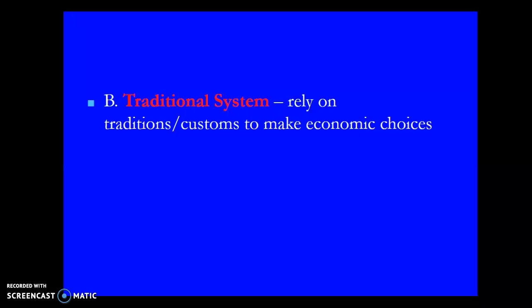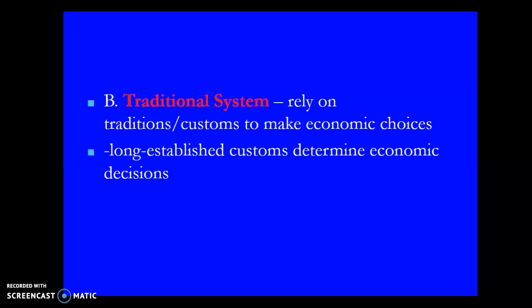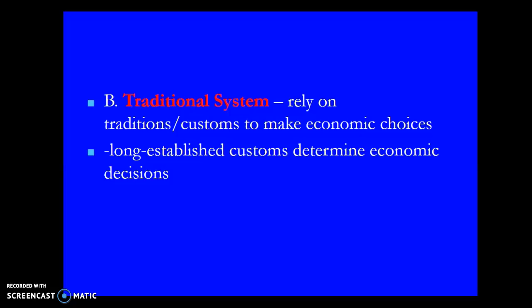Second one we talked about is a traditional system. They're going to rely on traditions and customs to make their economic choices. Long established customs determine the economic decisions. Example of this one, I guess, would be maybe third world countries, maybe even your Aborigines.